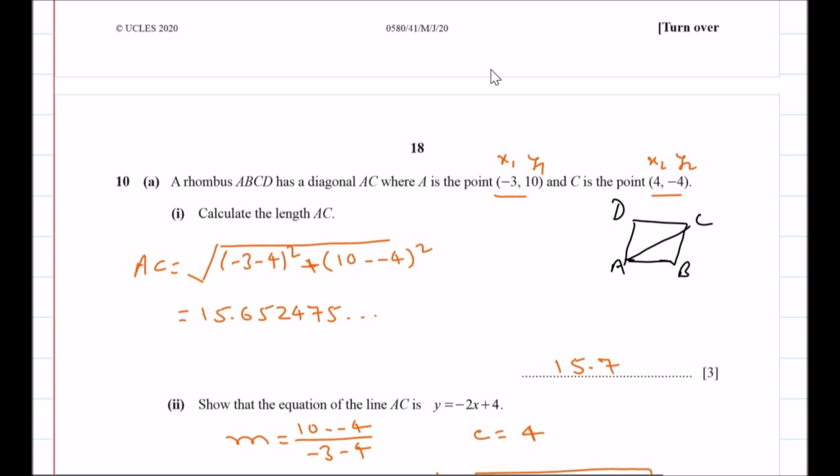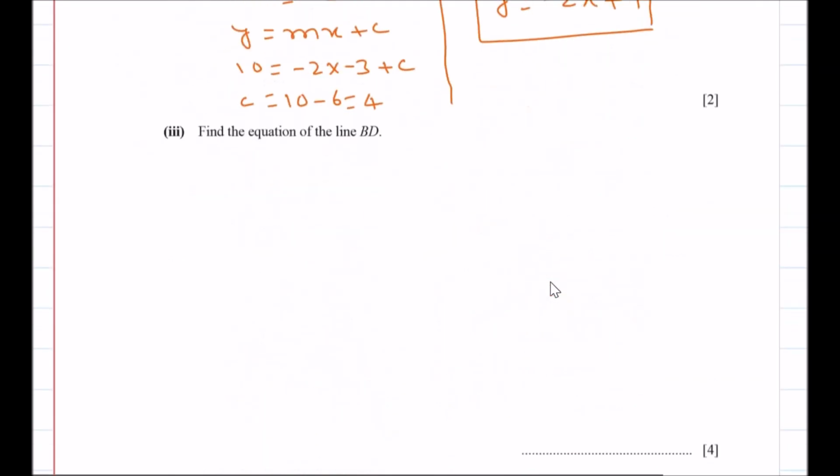So for BD, what are we doing? See, in a rhombus, diagonals are perpendicular bisectors, right? So this is a perpendicular bisector. So basically, we are going to find the equation of a perpendicular bisector. A perpendicular bisector passes through the midpoint of the line. So it will pass through the midpoint of AC. So let us find the midpoint of AC.